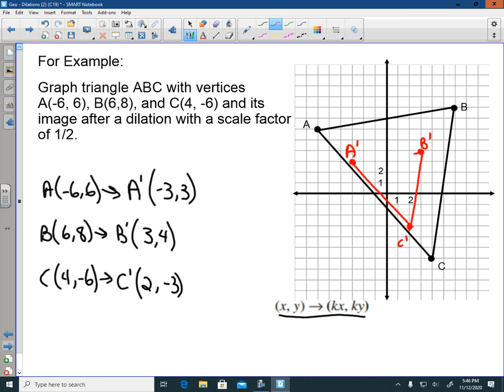Now we can connect these dots and see that what we've created is a triangle that is half the size of our original triangle. And that's how you do it. You take the points, you run them through the rule, you get new points, and then you plot them. So that was a review of the last video, just to make sure that we're remembering from day to day.